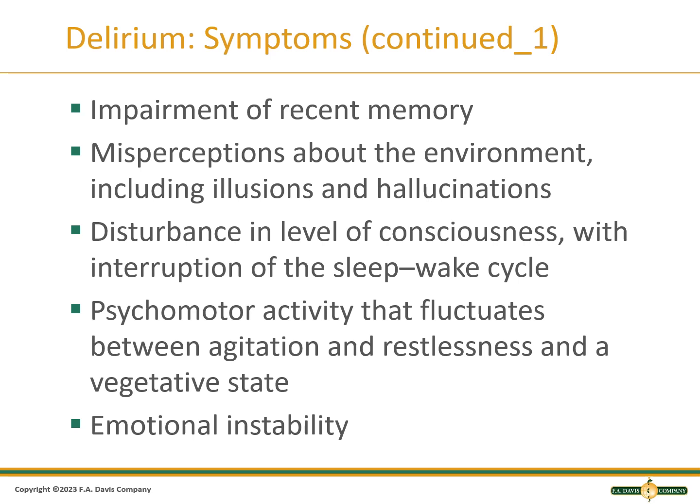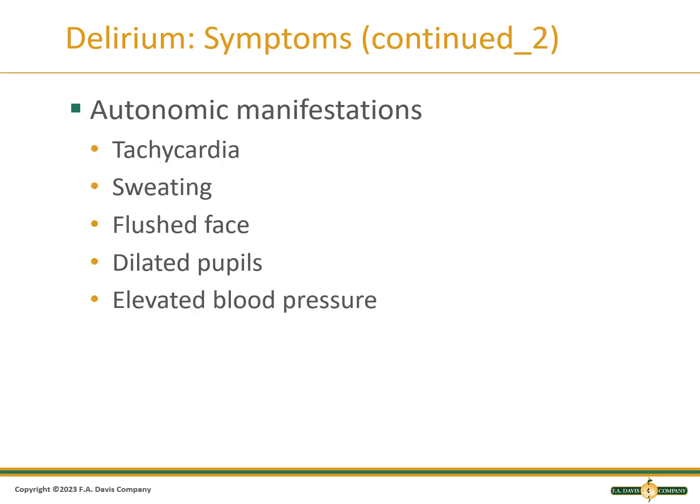Sleep-wake cycle problems. The person may be agitated, or they may be very stuporous, or like in a semi-coma. And their emotions may change quickly from irritability to depression to apathy to anger. Autonomic manifestations you may see with delirium: tachycardia, sweating, flushed face, dilated pupils, elevated blood pressure.